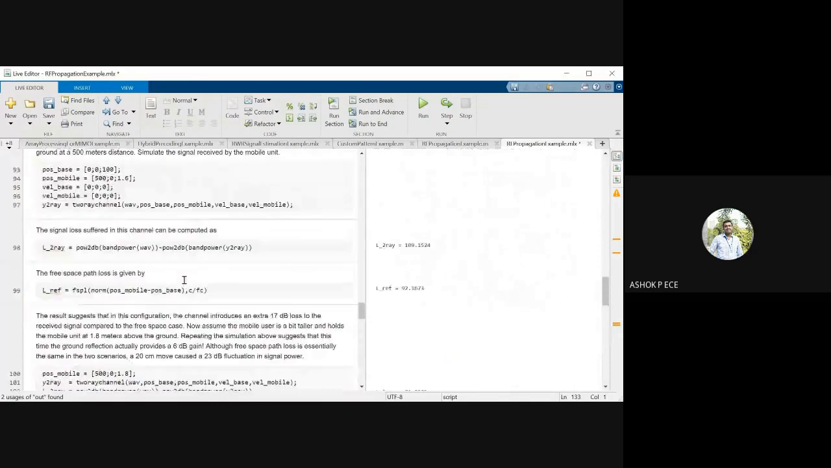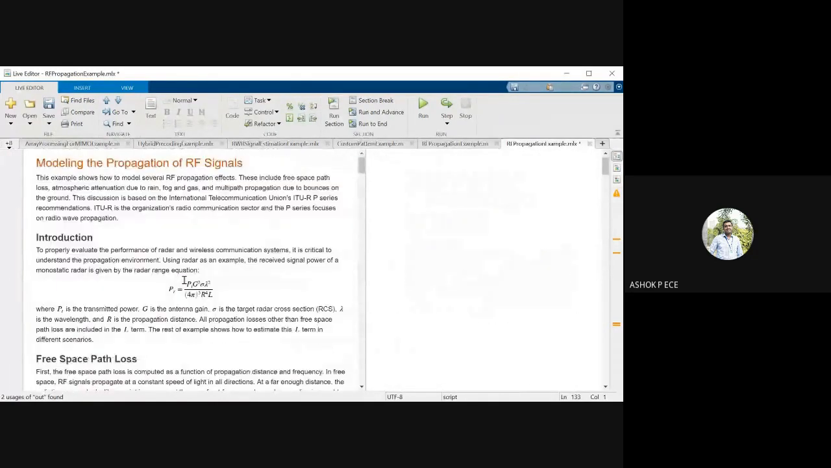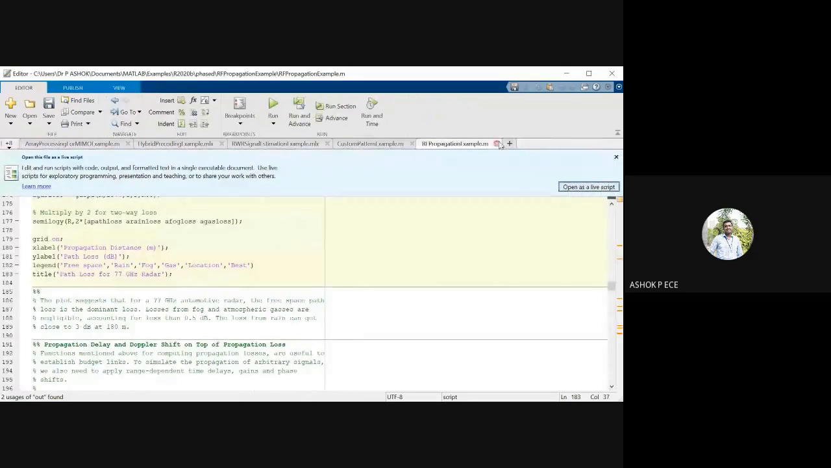So you can design what type of medium you have, what all types of losses you have. So you can fix all those things and you can design your RF propagation mechanism for the medium.